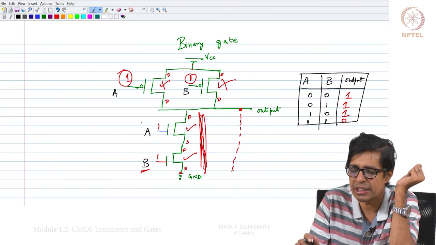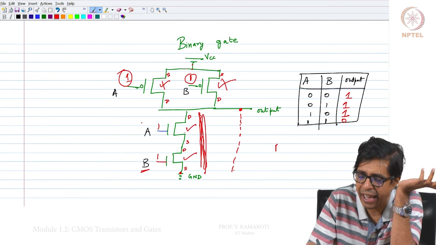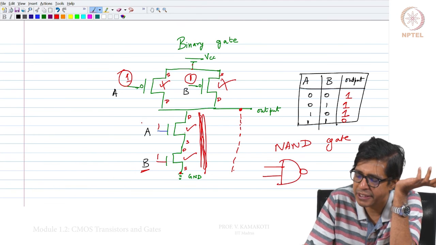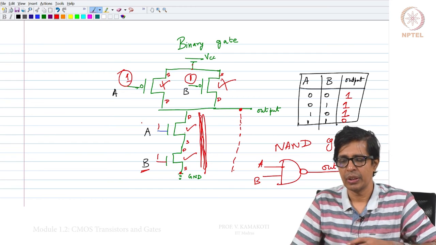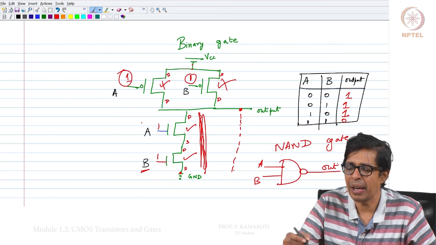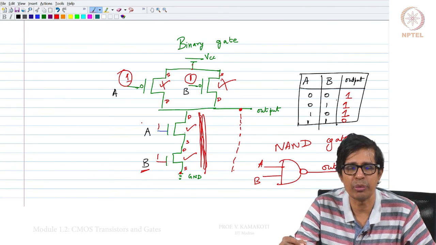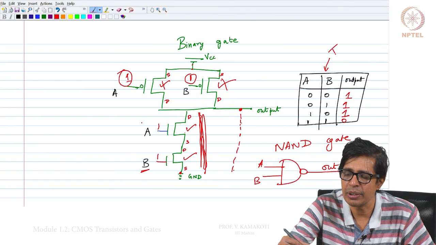So, this is a function which takes 2 inputs and gives me an output. This gate is called a NAND gate. It is given by this symbol, with inputs A and B, and this is the output. The behavior of this NAND gate is described by this table, which says that for every combination of the inputs, this is the output. This is called the truth table of the NAND gate.